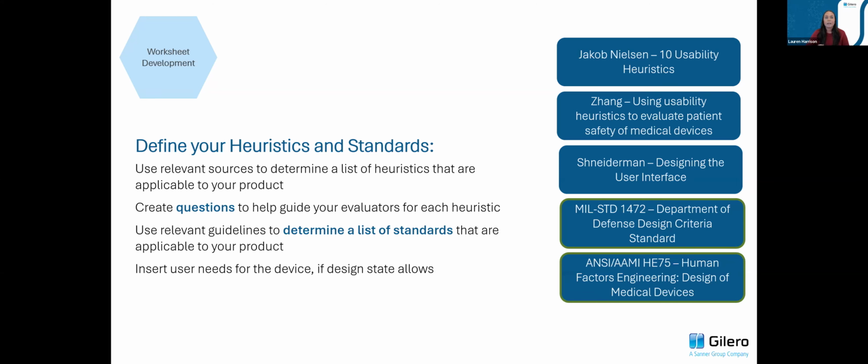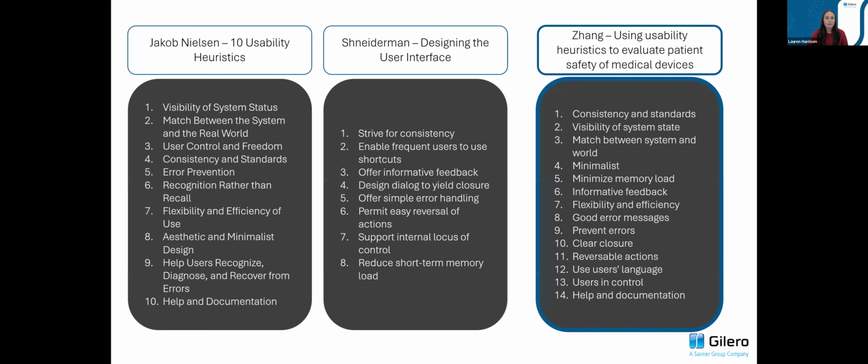So following that, it's key to gain some more quantifiable usability standards and include them in your standards tab. Here we can look at HE75 or that military standard and understand if our system passes or fails something as simple as button size or lever length. If your design state does allow it, you can also insert some user needs here and go through pass fail with them as well.